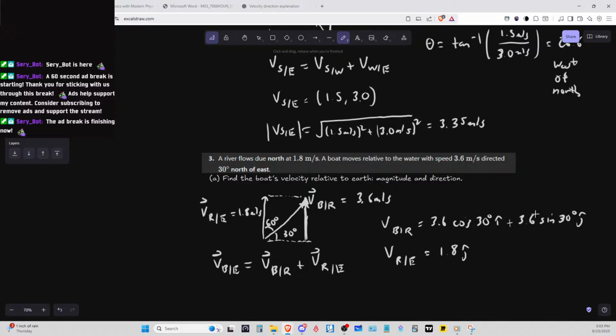So now we just add these two. So the boat to the earth is equal to, so this is cosine 30 degrees, so we get 3.12, and then plus sine plus 1, so 3j, like that.